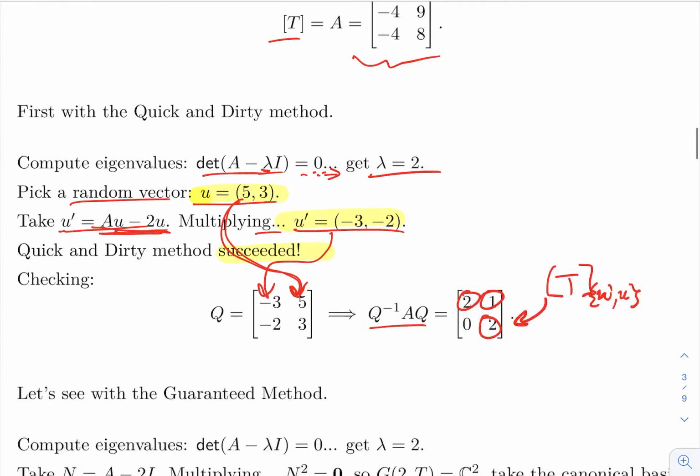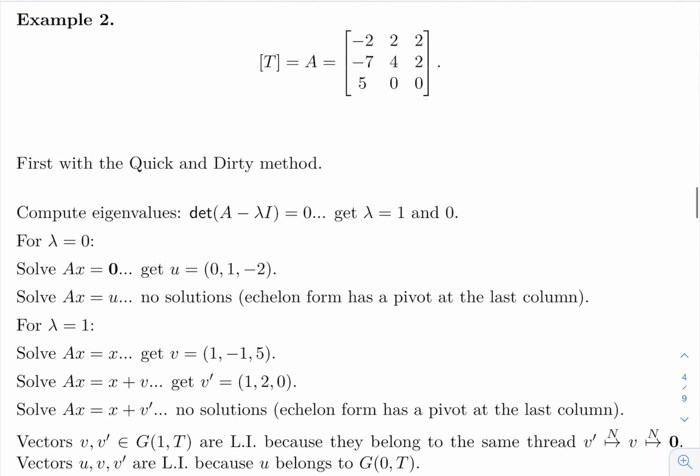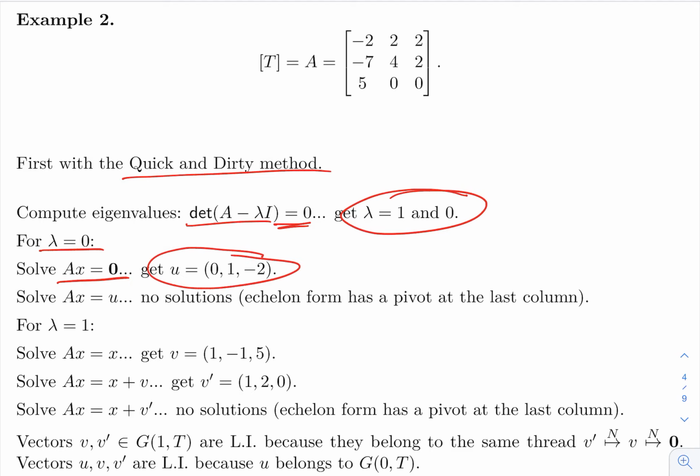Let's go to another example. Okay, here, a larger example, a 3 by 3 matrix. So let's try with the quick and dirty method. We compute the characteristic polynomial, we find its roots, and we see that there are two eigenvalues, 1 and 0. For the eigenvalue equals 0, we look for the eigenvectors. We just found one eigenvector, and now we solve this equation. Since lambda equals 0, there is a term missing here because the term will be 0. And you see there are no solutions.